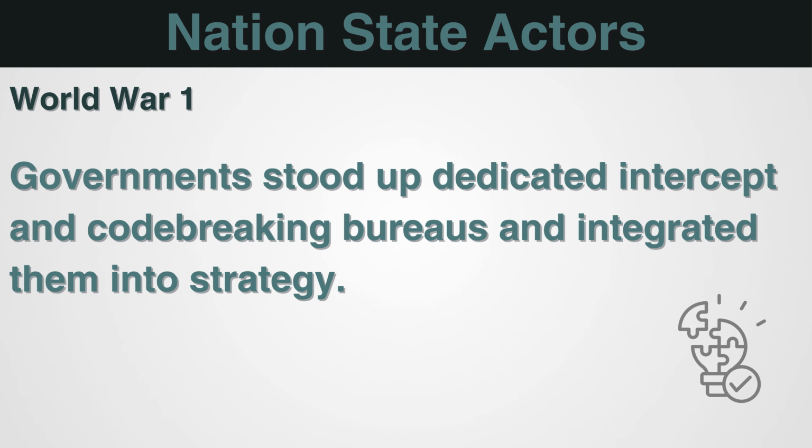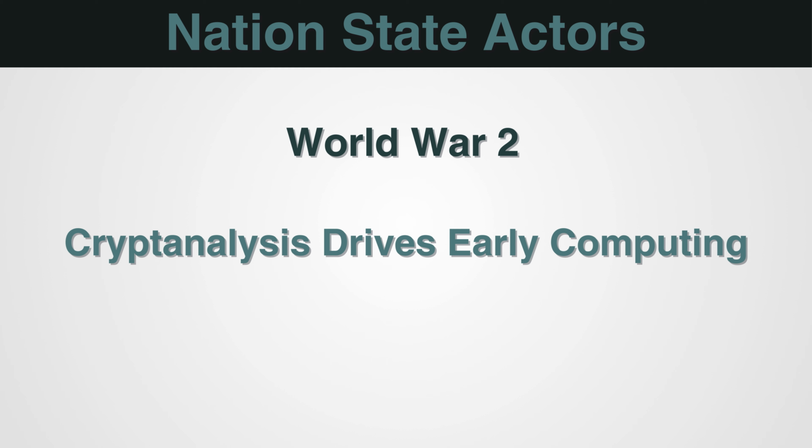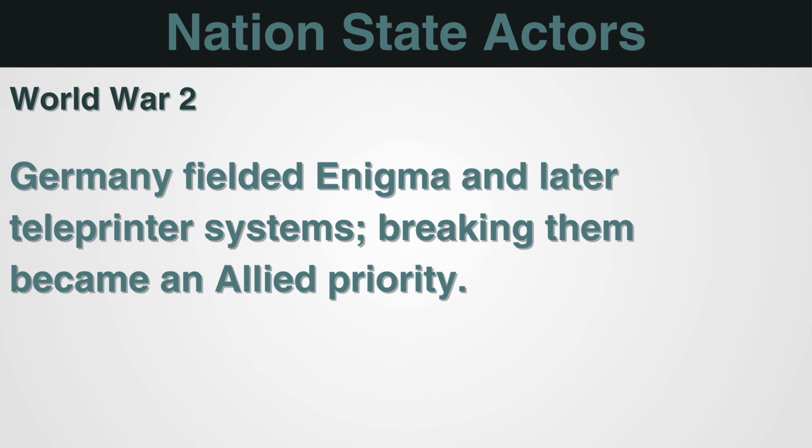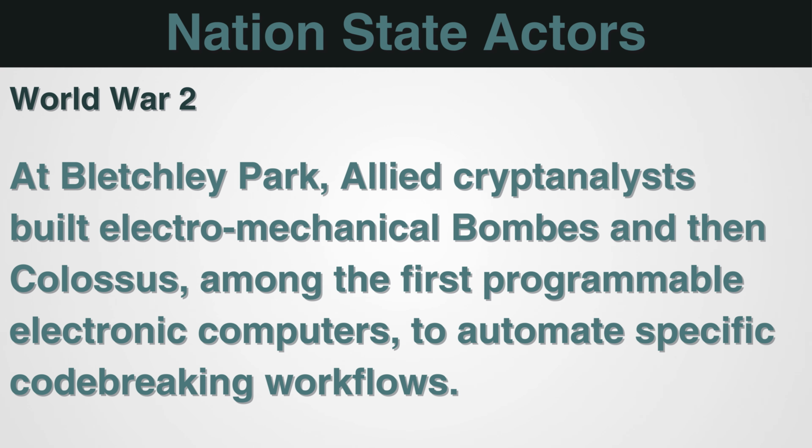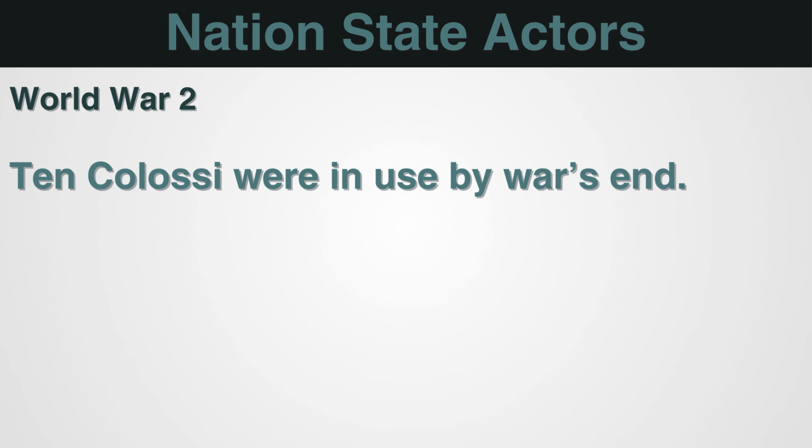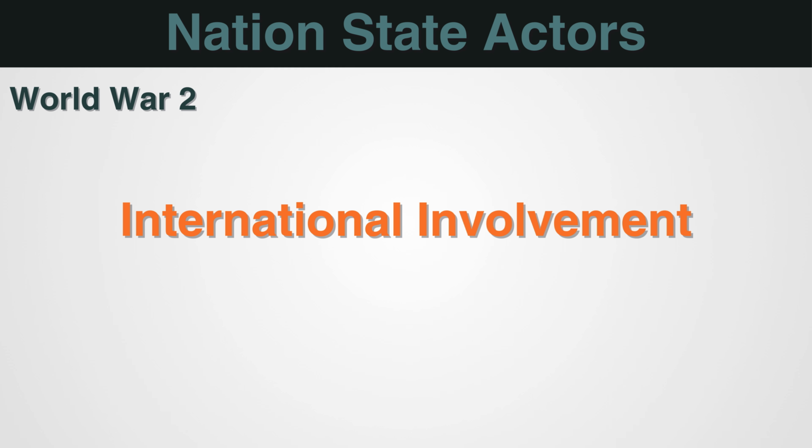We have phase 2, World War II. Cryptanalysis is driving early computing. The well-known part of UK, US, and Germany is where Germany fielded Enigma and later teleprinter systems. Breaking them became an Allied priority. At Bletchley Park, Allied cryptanalysis built electromechanical bombes and then Colossus, among the first programmable electronic computers, to automate specific code-breaking workflows. 10 Colossi were in use by the war's end. But there's a lot more information here than is typically in the mainstream.